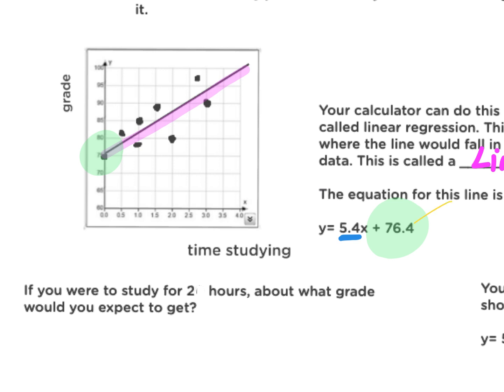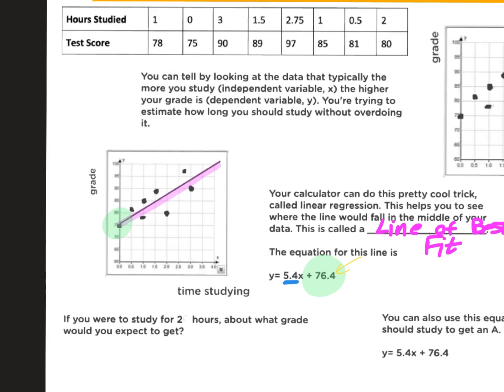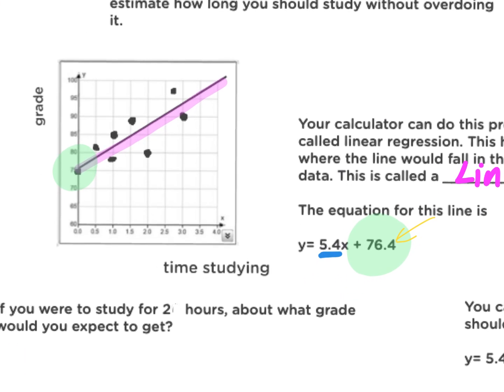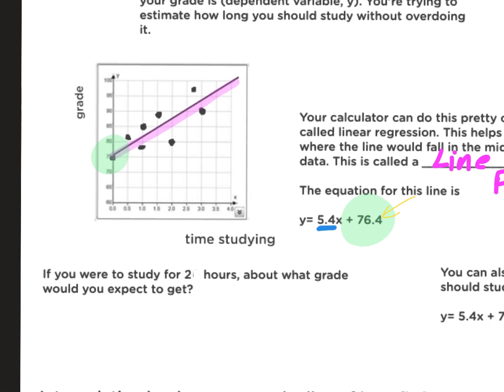This tells you, hey, even if you don't study, at least based on your history here, if you don't study at all, you'll still pretty much get about a 76. And then for every additional hour that you study, that grade will go up about half of a letter grade. So if you were to study for 2 hours, according to that scatter plot, about what grade would you expect to get?